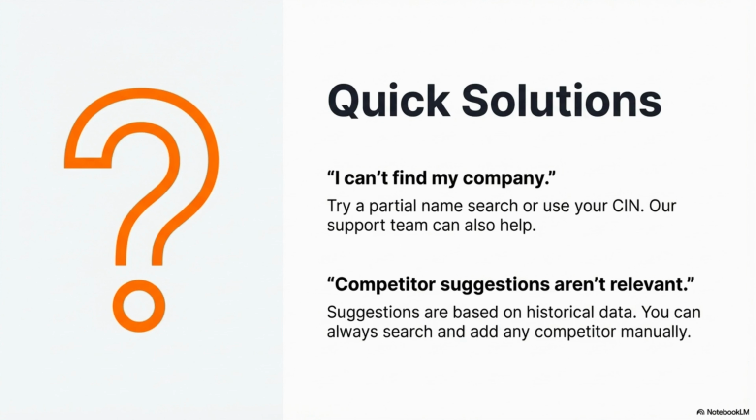Got questions? We've got answers. I can't find my company. Try searching with a partial name or use your CIN for an exact match. Our support team is also here to help if you need assistance. The competitor suggestions aren't relevant. Remember, suggestions are based on historical tender participation data. If you're new to government procurement, the suggestions might be limited. But don't worry, you can always search for and manually add any competitor you want to track. Still stuck? Reach out to us.